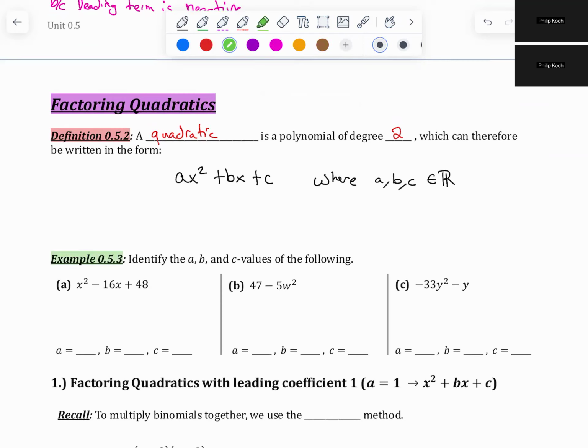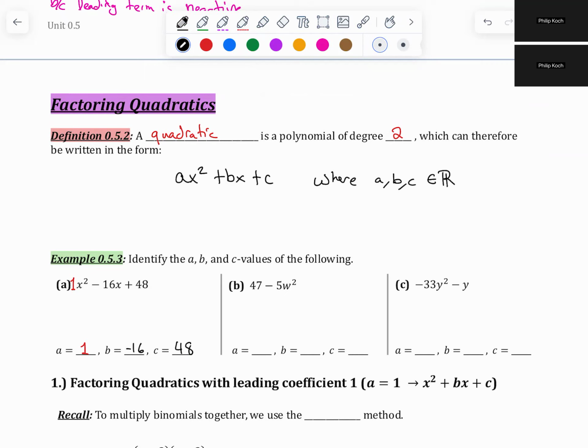So with part A, what's the a value? 1, because it's a 1x squared. So I'll even write that down. There's an implied 1. Then b is going to be negative 16 and c will be 48.